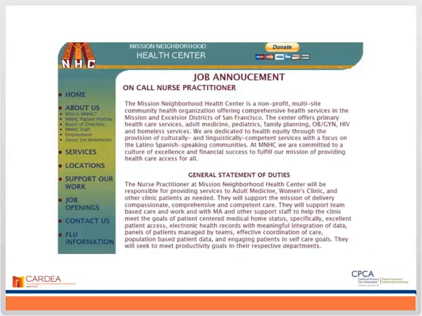Here's a job announcement for an on-call nurse practitioner at Mission Neighborhood Health Center. In the orange oval, you see the statement, "They will support team-based healthcare and work with MA and other support staff to help the clinic meet the goals of patient-centered medical home status. Specifically, excellent patient access, electronic health records with meaningful integration of data, panels of patients managed by teams, effective coordination of care, population-based patient data, and engaging patients in self-care goals."